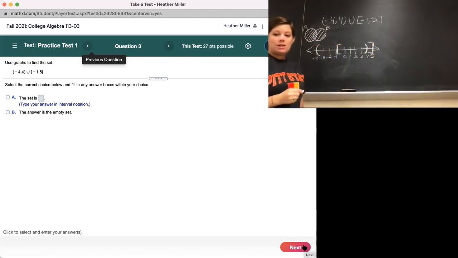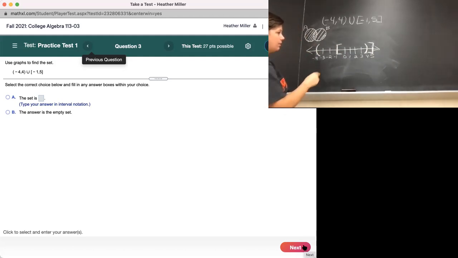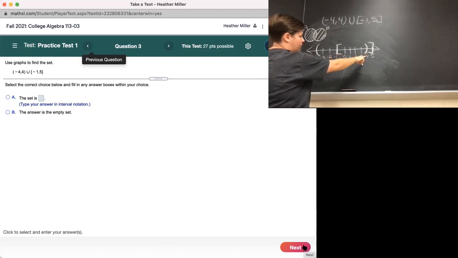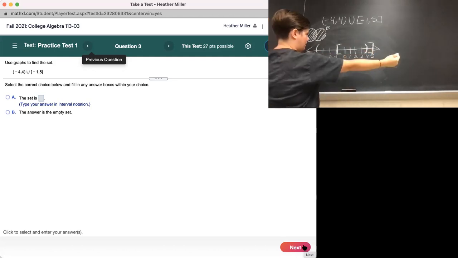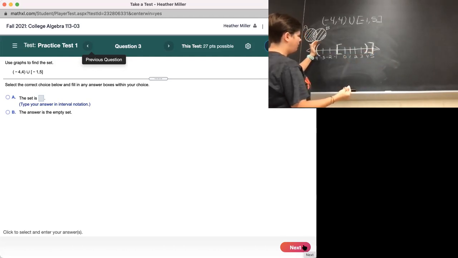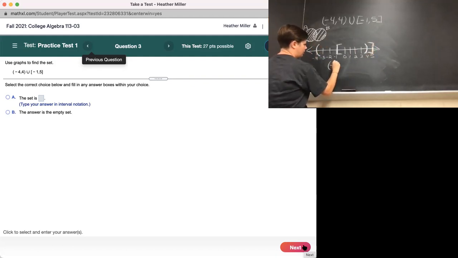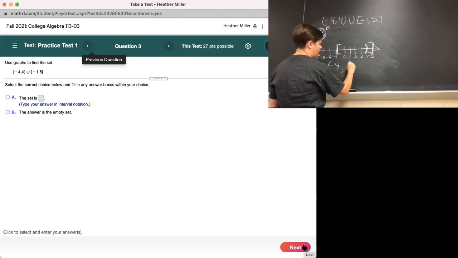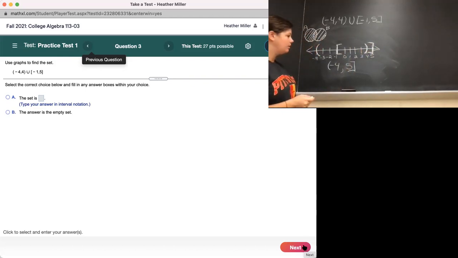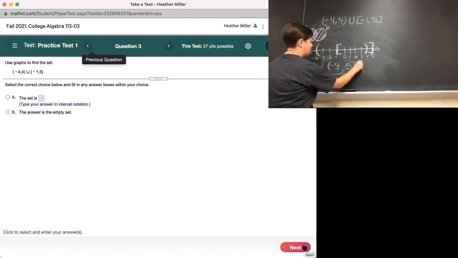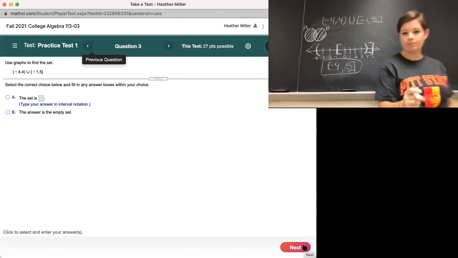Now, union means we take everything from the first set and everything from the second set. So if you graph this on a number line, really what you're looking at then is the end pieces. You're looking at how far to the left do I go and how far to the right do I go, and that is your new interval. So we go as far left as -4, but not including -4. And then we go all the way to +5, but we do include +5. And so that is our new interval.